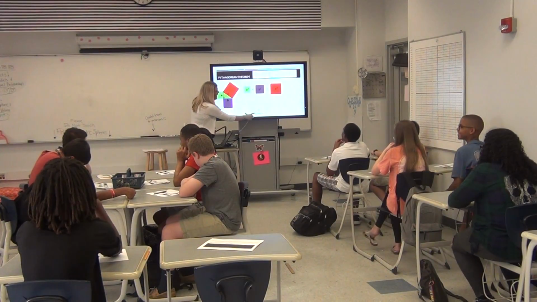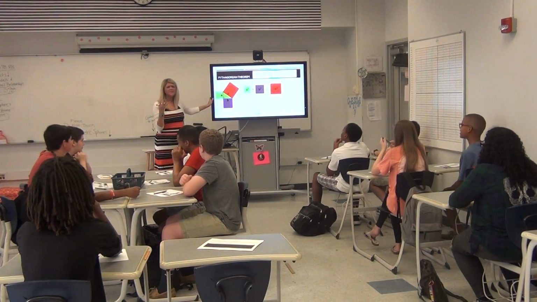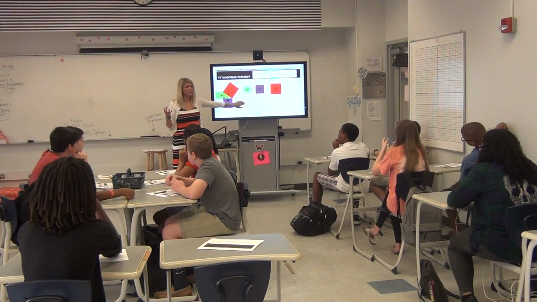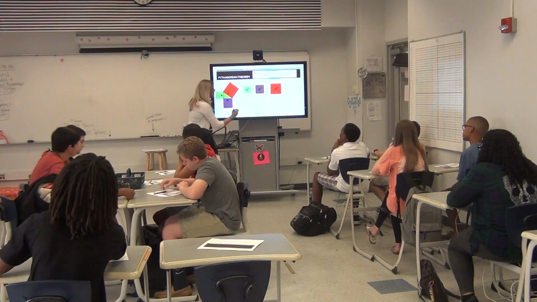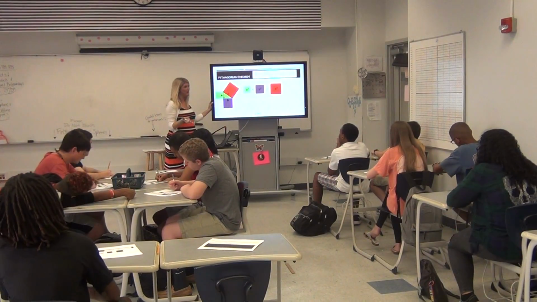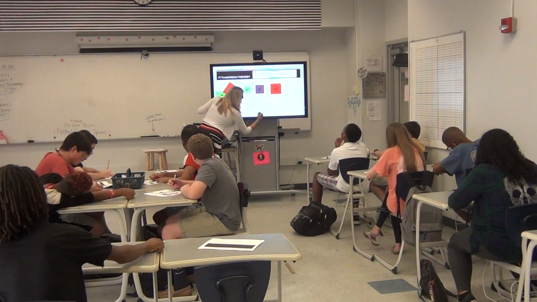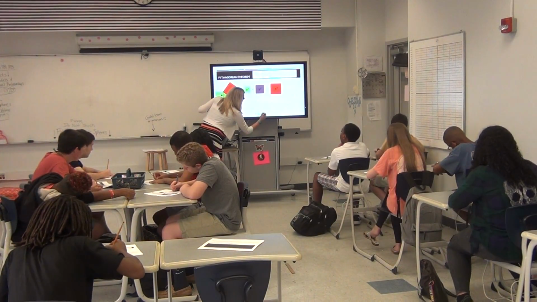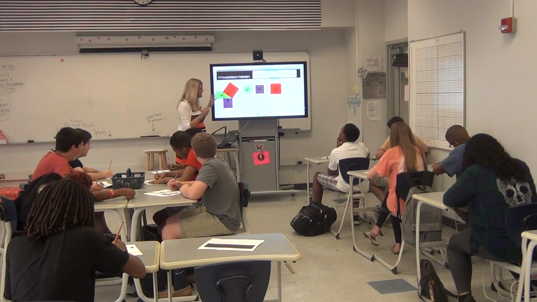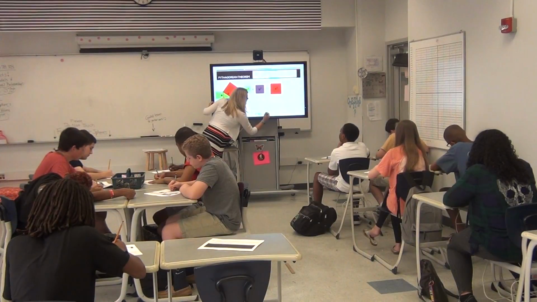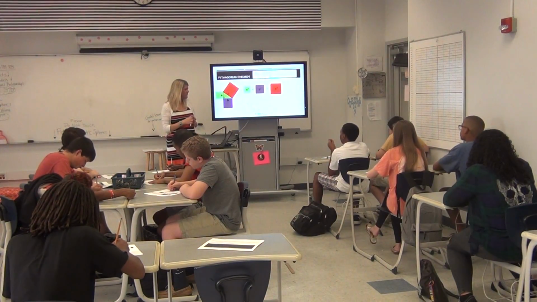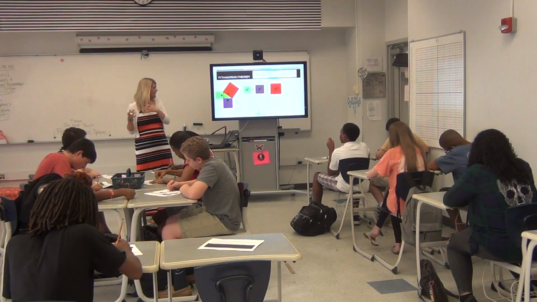So A squared, what's another name for A that we just learned? What part is he called? He's a leg, good. So really, this is leg 1 squared plus leg 2 squared equals the hypotenuse squared. So leg squared plus leg squared equals hypotenuse squared.